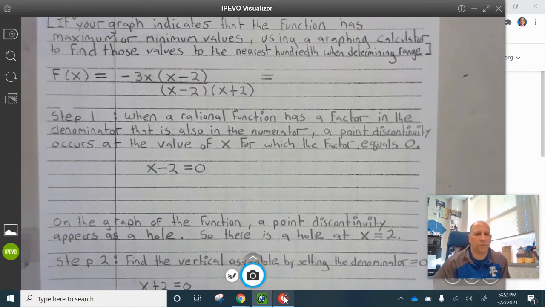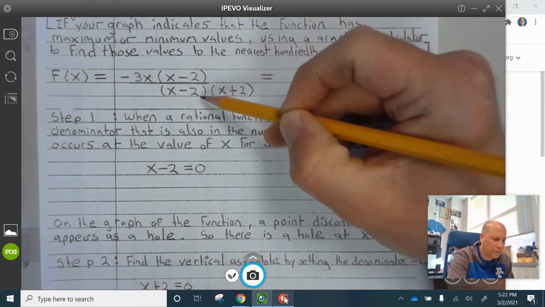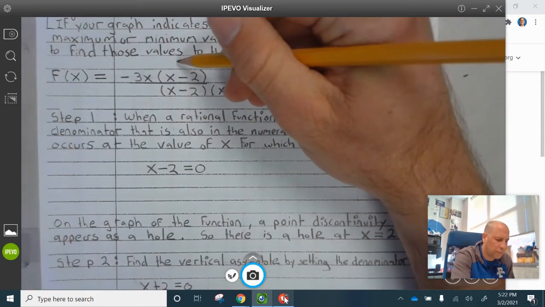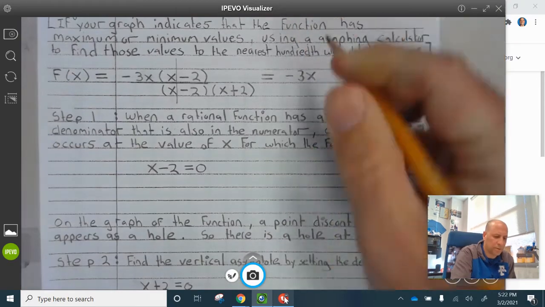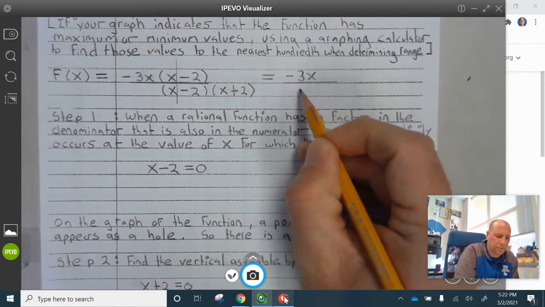So our function is f of x equals -3 times (x minus 2) divided by (x minus 2) times (x plus 2). Step 1. When a rational function has a factor in the denominator that is also in the numerator, a point of discontinuity occurs at the value of x for which the factor equals 0. What they mean by that is x minus 2 divided by x minus 2 becomes 1, so you're left with -3x divided by x plus 2.